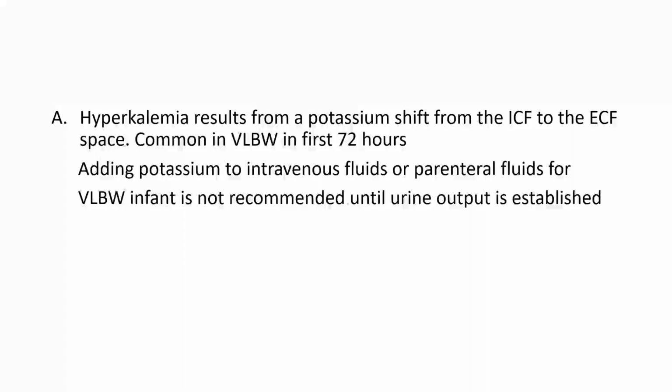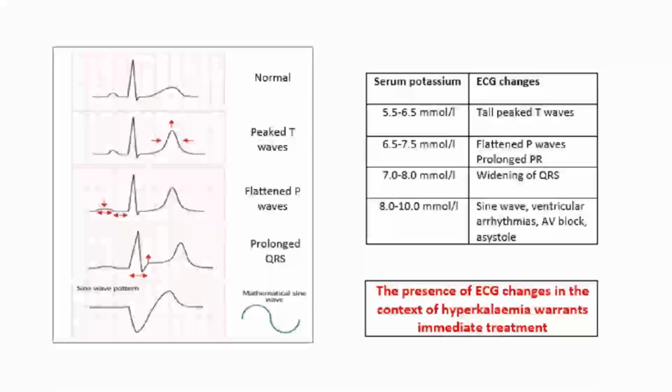Now the changes on ECG would be according to the levels. I have just kept this for reference. The commonest we see is a peaked tall T wave, like you have seen in this picture. Peaked T waves are very well seen in the ECG when the level is between 6.5 and 7.